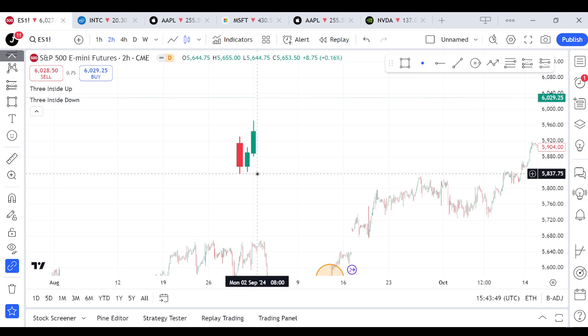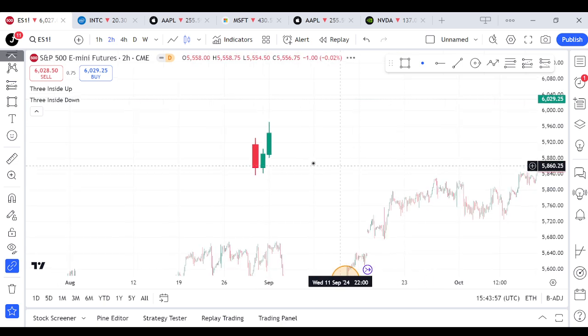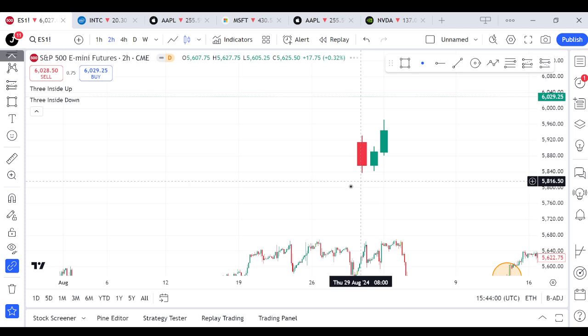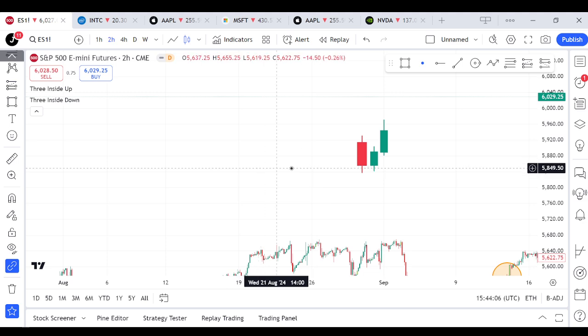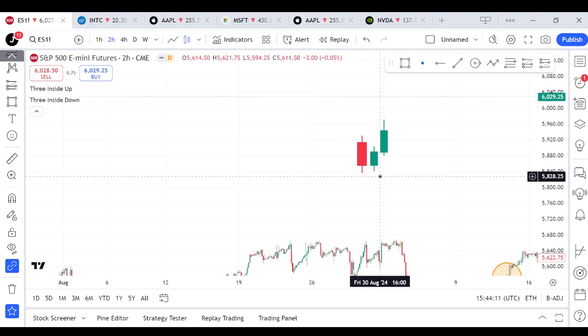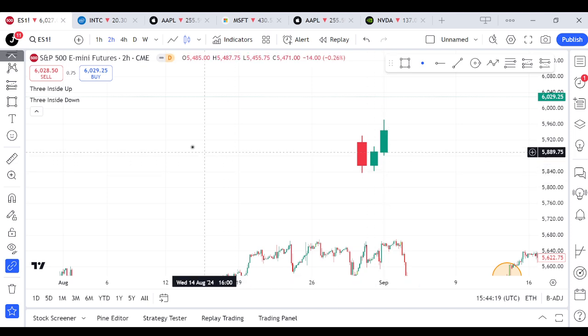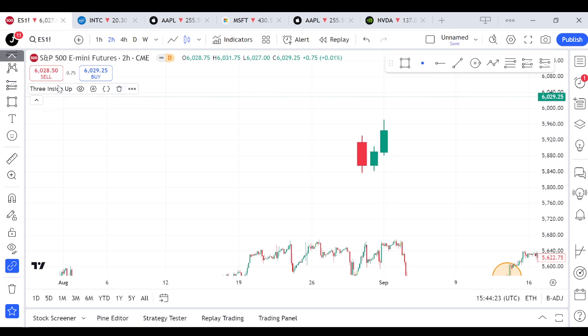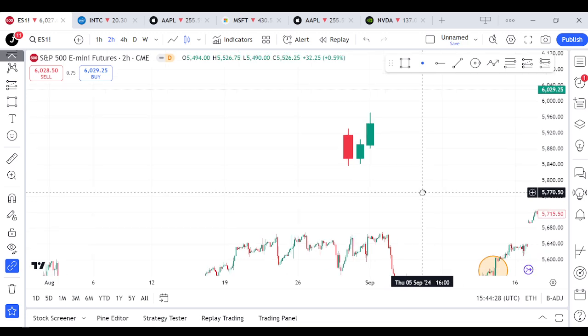So let's talk about the bullish three inside up candlestick pattern, which is what we are looking at right here. This pattern is our bullish three inside up, and it consists of a large bearish candle showing downward momentum, and we'll have a small bullish candle contained within the first candle's range, and then we have a third bullish candle closing above the high of the first candle. So that is the bullish three inside up candlestick pattern.